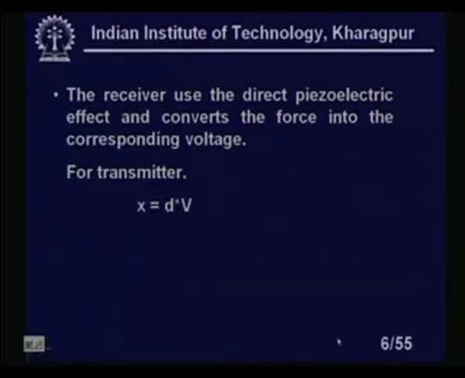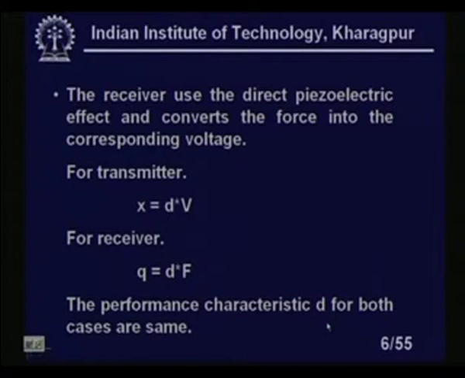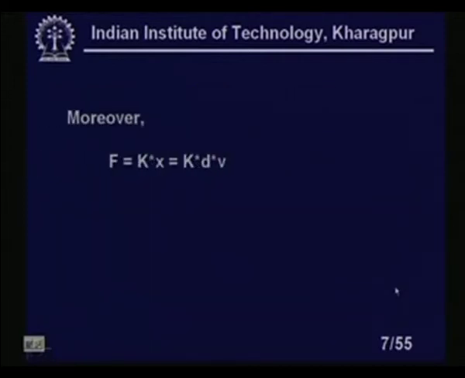For the transmitter I use some notation, X equal to D multiplied by V, and for the receiver Q equal to D multiplied by F. The performance characteristic D for both cases is the same, right. Moreover, F we can write as K multiplied by X, that is K into X into D into V, where K is the stiffness constant of the crystal.